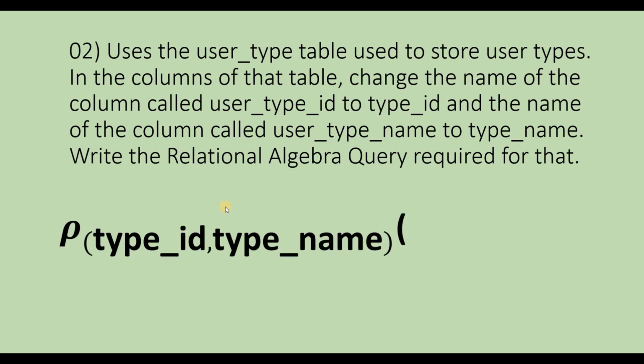So for that we can use this rename operator, the letter rho. We can use this letter rho to rename the column names. So here we have to rename the columns in the user type table, and here are the new names. The first one is we have to change the particular column into type ID and the type name. So here are the new names, and by using this operator we can rename a given particular column.